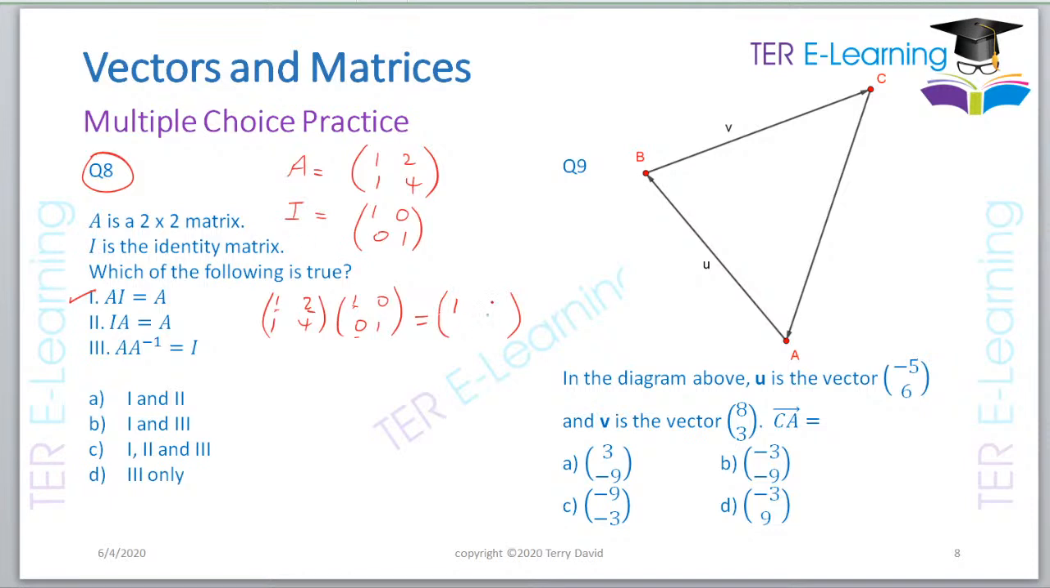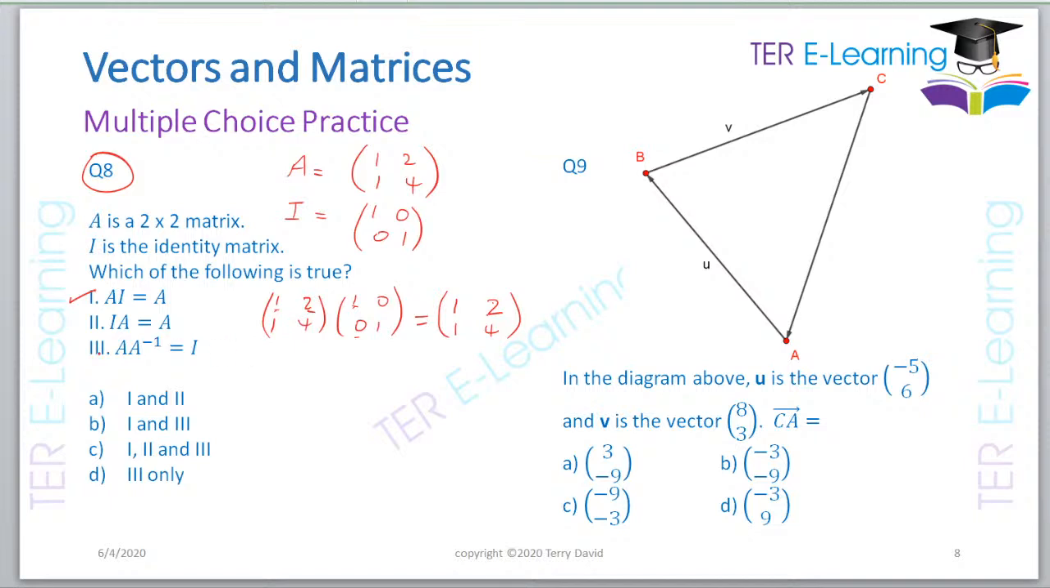To get the number on this side, it's row by column again. 1 by 0 is 0, 2 by 1 is 2, so I'm going to get 2. Then 1 by 1 is 1 plus 4 by 0, so I'm still going to end up with 1 here. And then 1 by 0, 4 by 1 gives 4. So what you realize is that you get back the same matrix. Therefore, this part 1 is true.